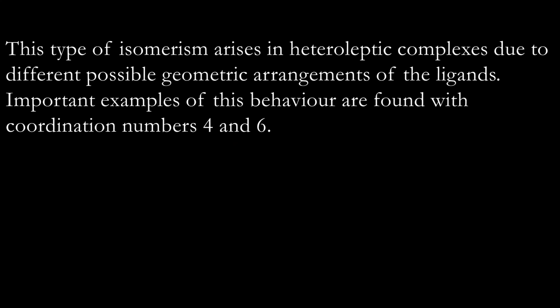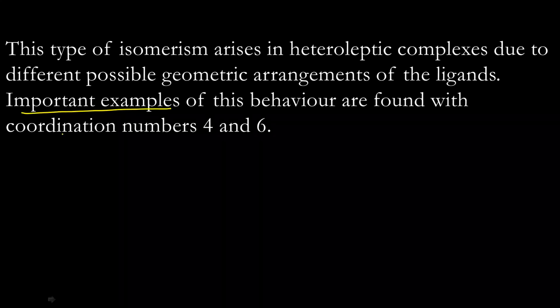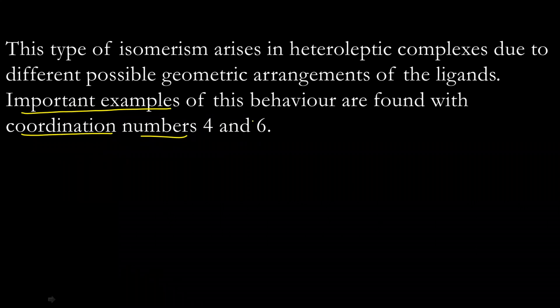Now understand in which type. Important examples of this behavior are found with coordination numbers 4 and 6. Coordination number 4 and 6 means there should be 4 ligands or 6 ligands. That's what coordination number is: how many ligands are connected to the central metal atom? So either 4 or 6.